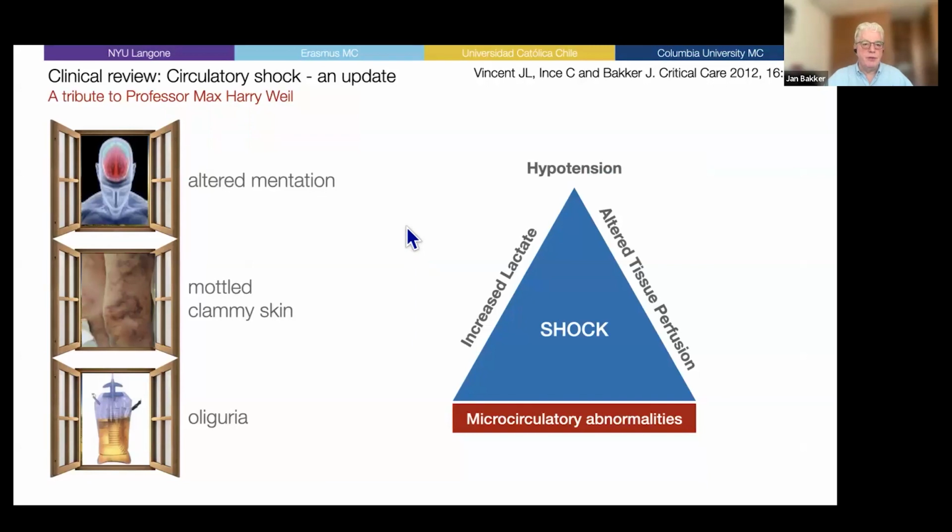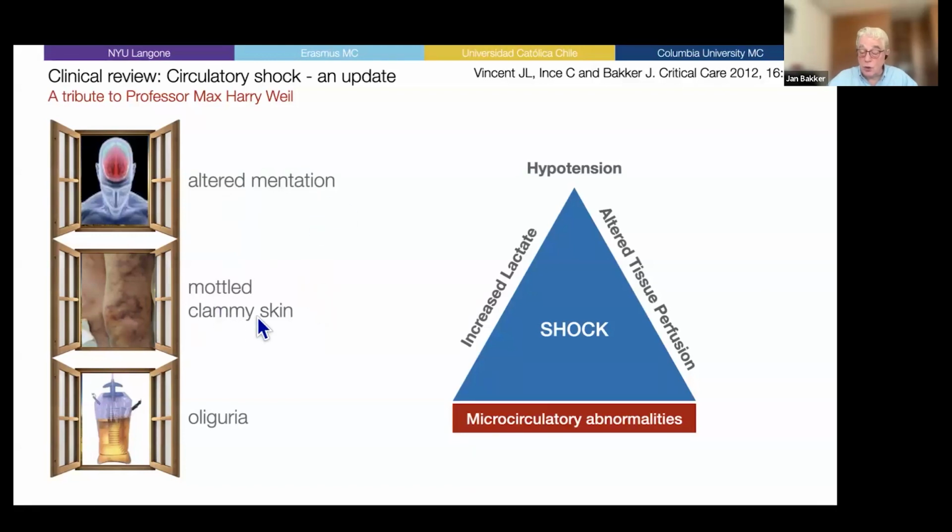And when Professor Waal died, we wrote a tribute to him, and we basically summarized one of the many elements that he added to critical care. And one was, of course, how do you recognize shock and what is shock? And Max already said shock clinically is illustrated by altered mentation, as I said, in the 1843 publication: the 20-year-old who got delirious while dying from what we now would call septic shock. So altered mentation, very important.